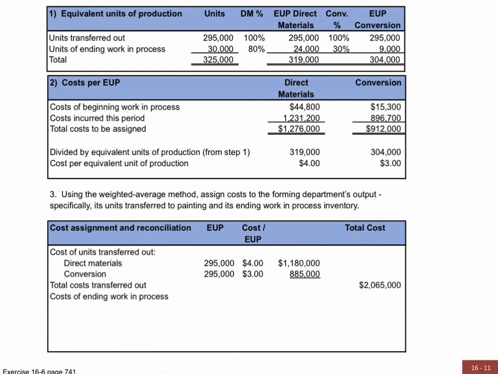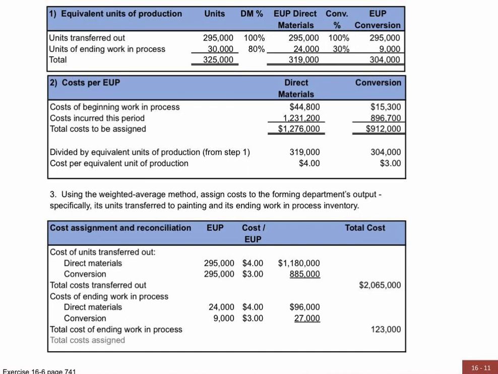And then the cost of ending work in process. The direct materials, we have equivalent units of 24,000, so multiply that by the $4 to get 96,000. From a conversion standpoint, we had 9,000 for the equivalent units of production. Multiply that by the $3 to get 27,000. And our total cost of ending work in process is 123,000. So the total cost here is going to be 2,188,000.